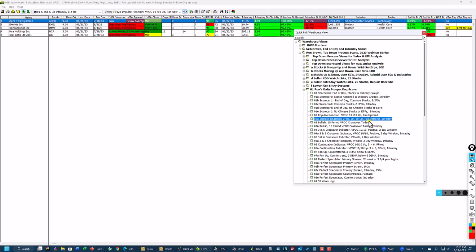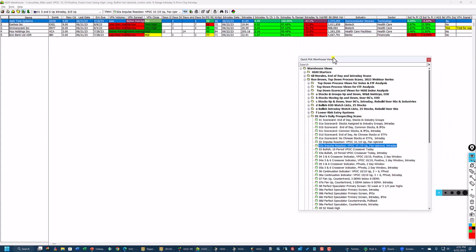It's fan uptrend, and I'll use the intraday version. What the heck is impulse reaction? Well, first of all, let me point out, I'll bring my arrow up, that I'm in this stocks and groups up. So directly from the designer, and then I'm in this right here, impulse reactions, VPOC 1010, fan uptrend intraday.